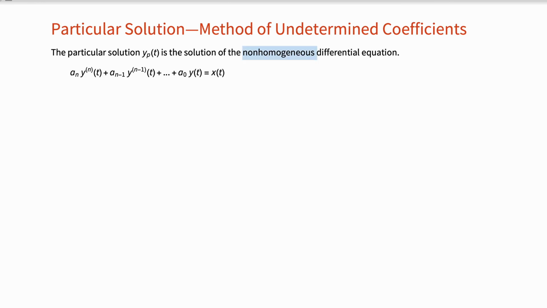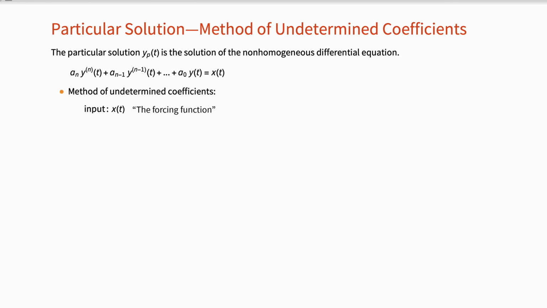Next, let's consider the non-homogeneous differential equation shown here, where the right-hand side of the equation is non-zero. It is equal to x(t). To find a particular solution to this non-homogeneous equation, the particular solution denoted by y_p(t), we use the method of undetermined coefficients. The term that appears on the right-hand side is what we call the forcing function, or it will be a linear combination of several forcing functions.